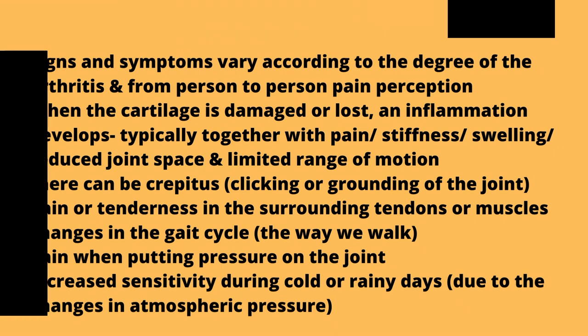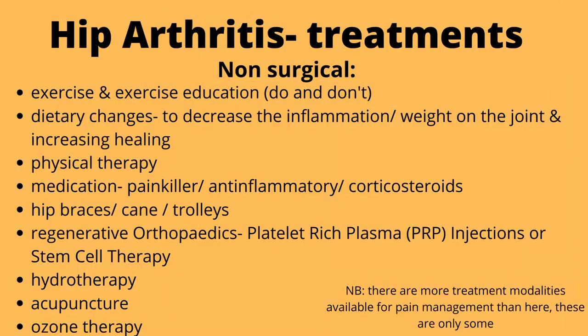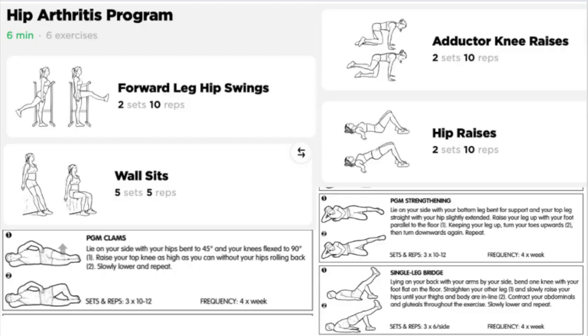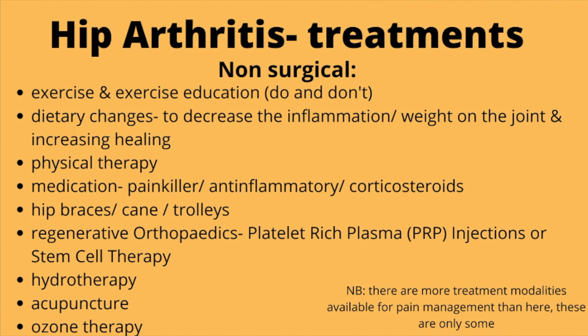Treatment usually divides into non-surgical and surgical. Non-surgical, we have exercise and exercise education. Basically, you want to understand what to do and what not to do. Dietary changes, this is to decrease the inflammation, decrease weight on top of the joint, and also to promote the healing process. Physical therapy, medication, hip braces, canes, trolleys, or any help that you can use in order to decrease the weight that goes onto the hip.